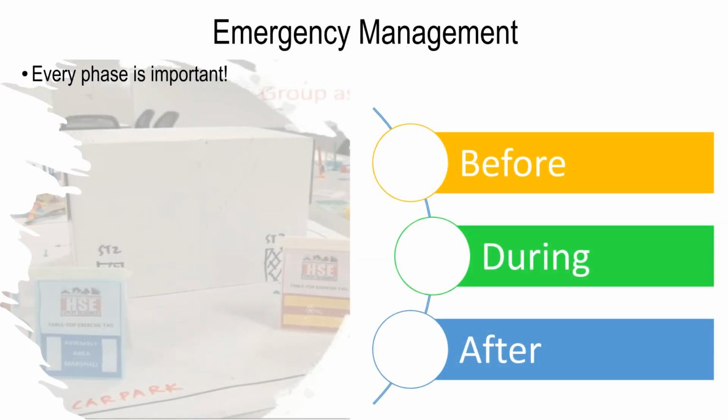Emergency management involves 3 critical phases: before, during, and after an incident. Every phase is equally important for effective disaster preparedness and response.